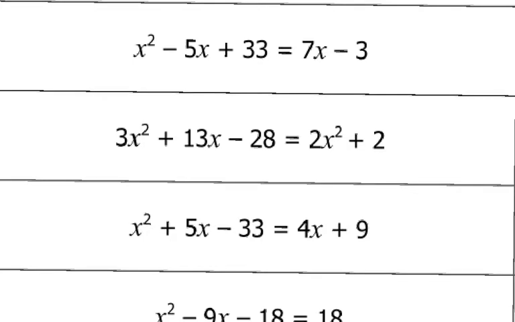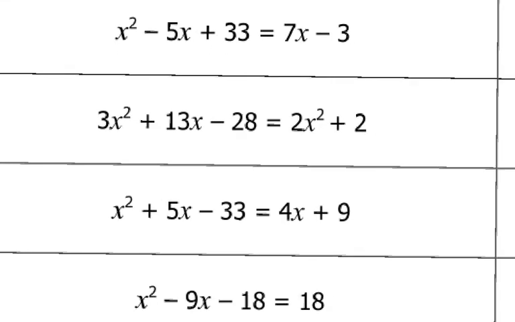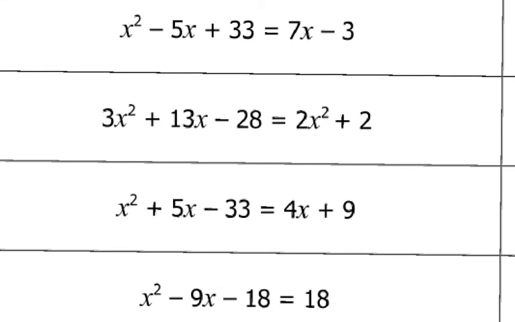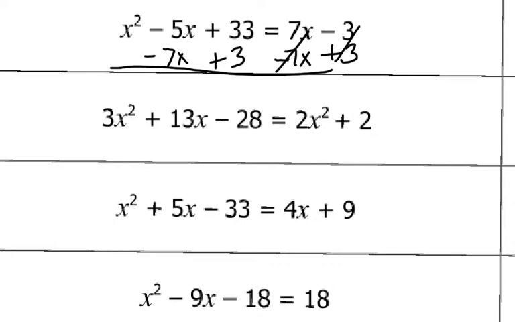For this one, we have multiple terms on both sides. I always start with the side that's got less, and I usually try to keep x squared positive. So I'm going to subtract 7x on both sides, and I'm going to add 3 on both sides. So x squared stays the same. You get negative 12x here and positive 36.